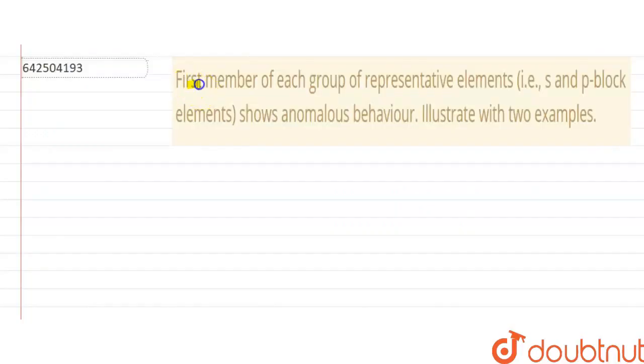Okay, so hello everyone. Now this question says that first member of each group of representative elements, that is S and P block elements, show anomalous behavior. Illustrate with two examples.